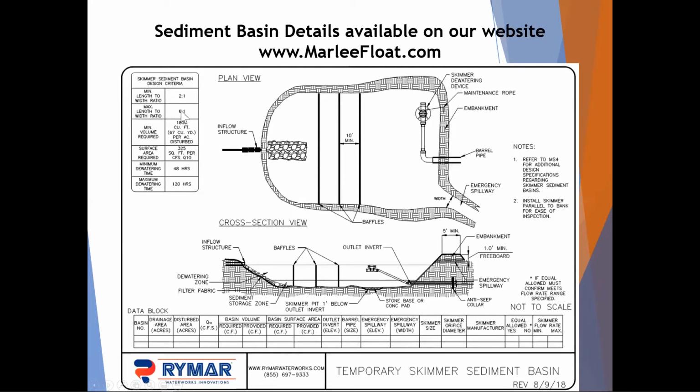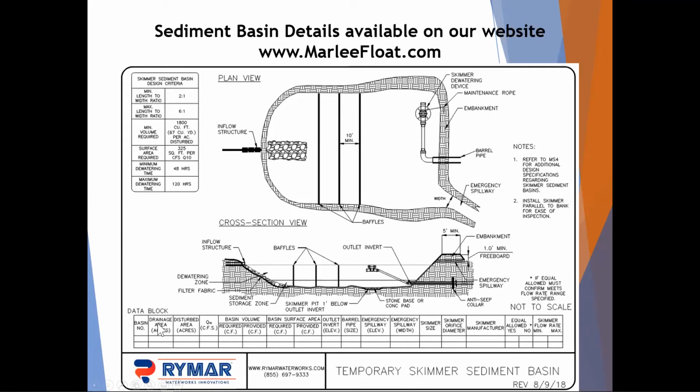So you've got length to width ratios that you can establish based on your local requirements, volume requirements, surface area requirements. Again, gives you a place to specify your minimum and maximum dewatering times. And so when it goes through the review process, you've specified this on your plans. And then down at the bottom, we give you a data block. It's got space for 2 basins, but can easily be expanded to more. And that includes your drainage area.